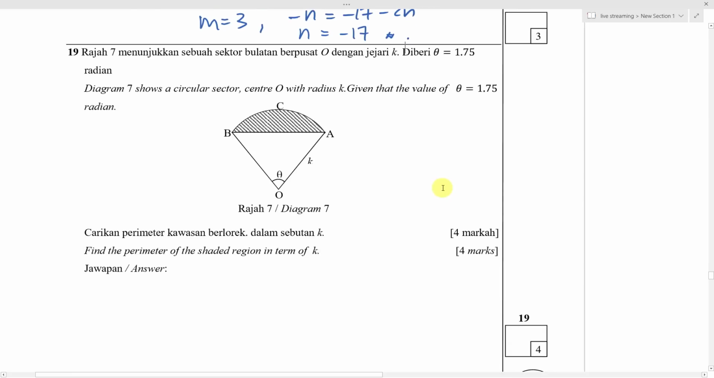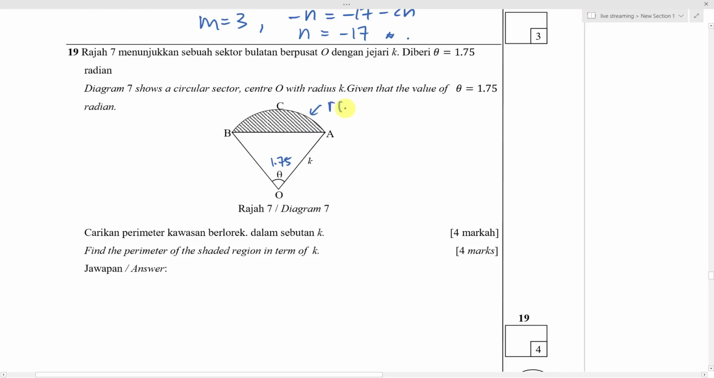Yeah, you get 6 over 2. Correct. Move on. So find the area, find the perimeter of the shaded region in terms of k. Yeah, and then you have theta is equal to 1.75. Do you have the radius? The radius is k. Alright, so in terms of k, depending how you want to find this line, we can use trigo, the SOHCAHTOA over here.